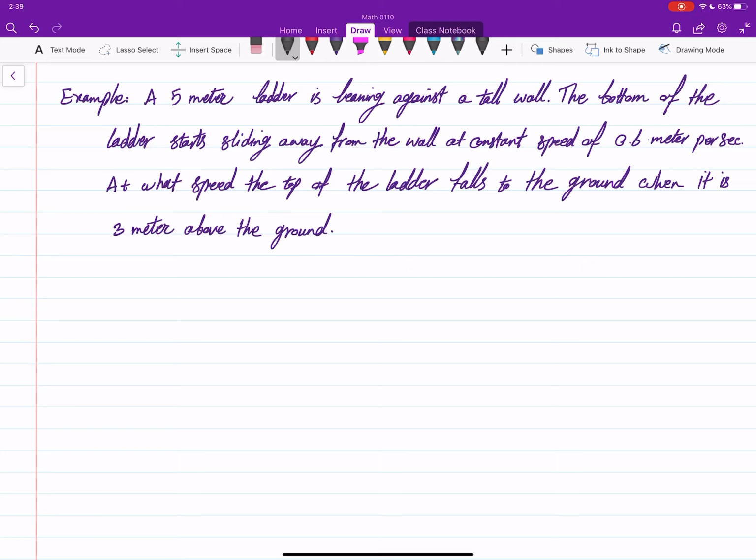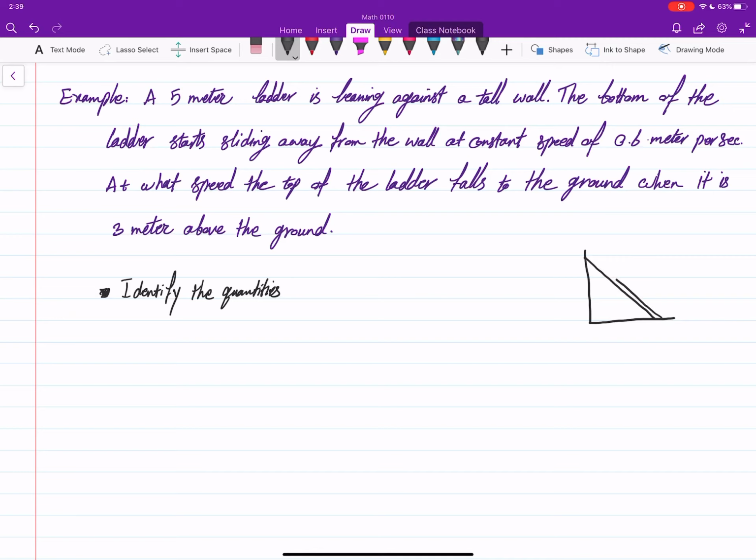Well, to start doing the modeling, we always know that the first step is identifying the quantities involved in the problem. Yes, it's better for this problem to draw the picture from the beginning, and you see that okay, this is my ladder up there, and it is 5 meter long, and then this is a wall, so it means that it will form a right angle there. What happens is that the bottom starts moving away. As a result, the top will move down.